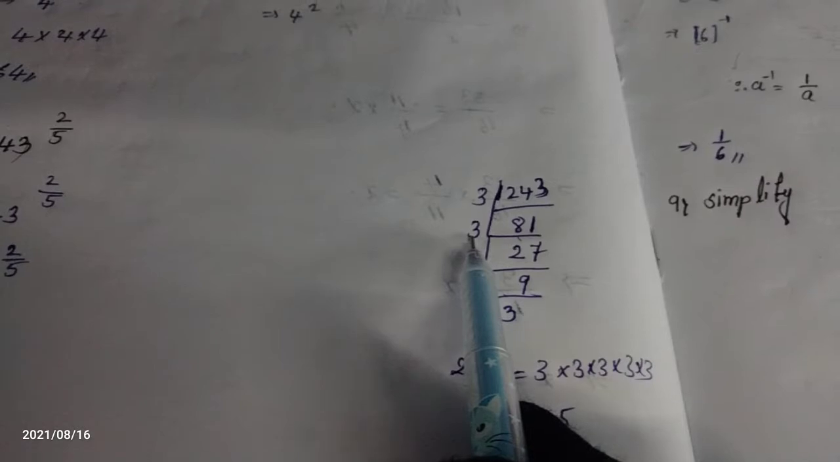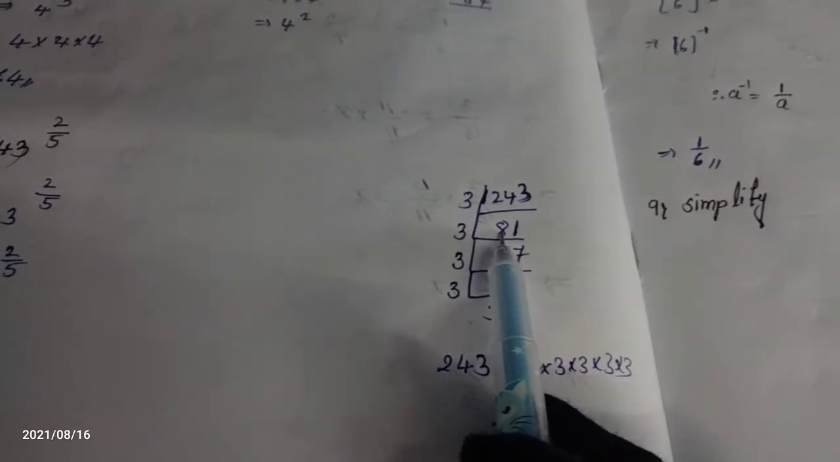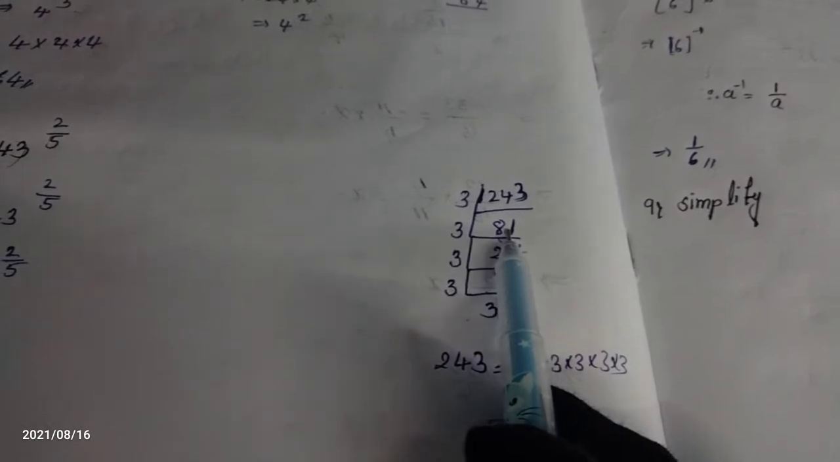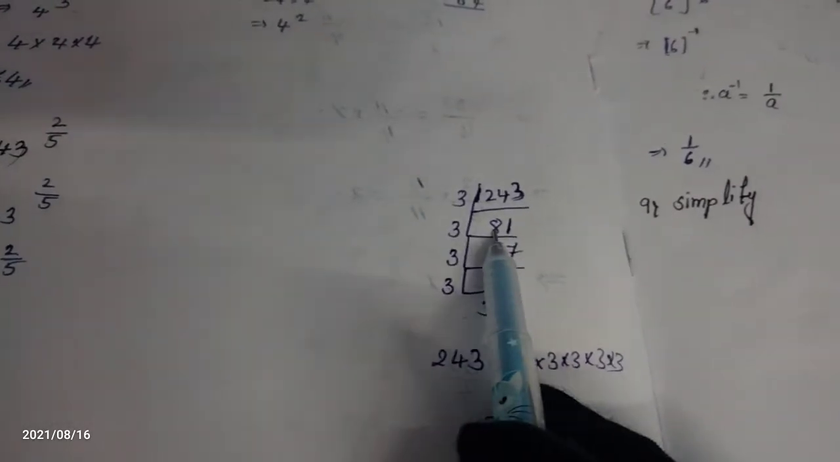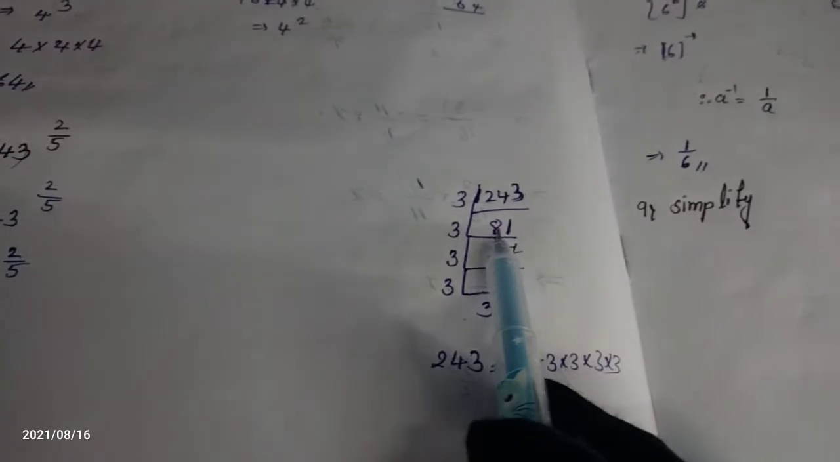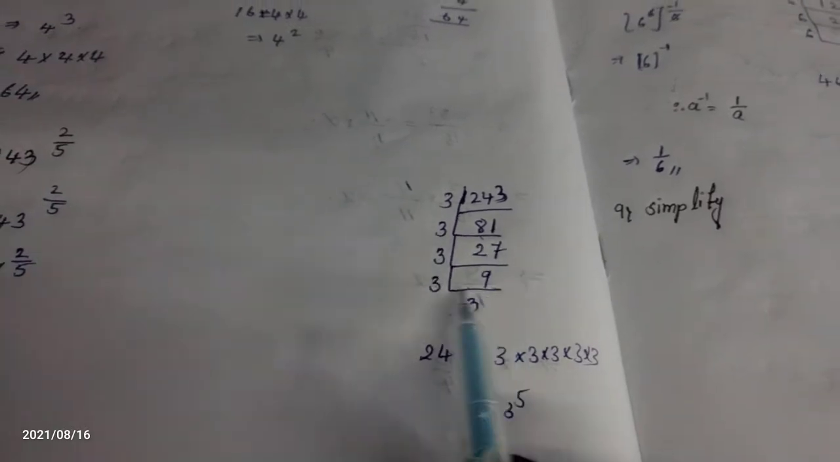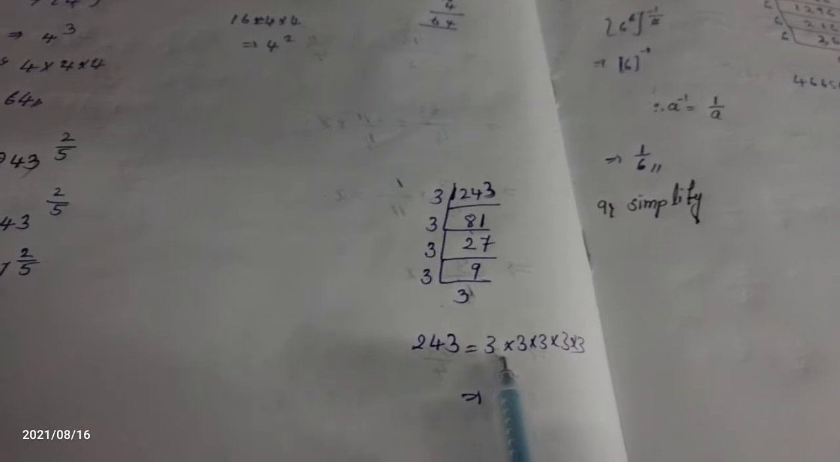Again we take the same number. 8 is there, we cannot get 8, so we take the number less than 8. 6 we consider. 3 2s are 6. How much is left? 2, which means it becomes 21. 3 7s are 21. Again 27 we get, and 3 9s are 27. Again 9 we get, 3 3s are 9. So 243 can be written as 3 into 3 into 3 into 3 into 3, which means 5 times 3.